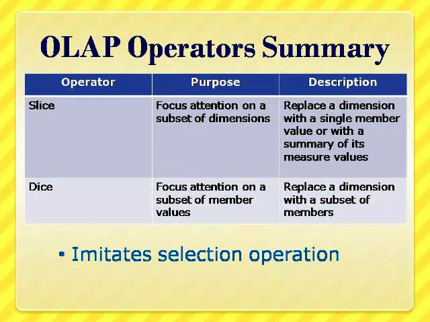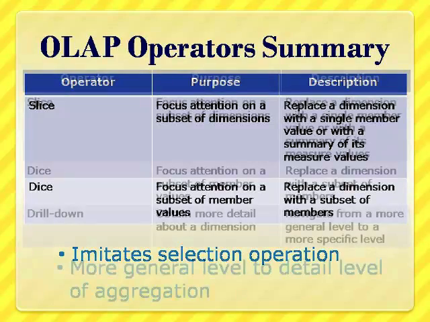Another kind of operator is called dicing, which imitates the selection operation in relational algebra, whereas slicing imitates the concept of the projection operator of relational algebra. That means pi of relational algebra. The purpose of the dice operator is to focus attention on a subset of values. That means we can replace a dimension with a subset of members, which is nothing but a selection operator.